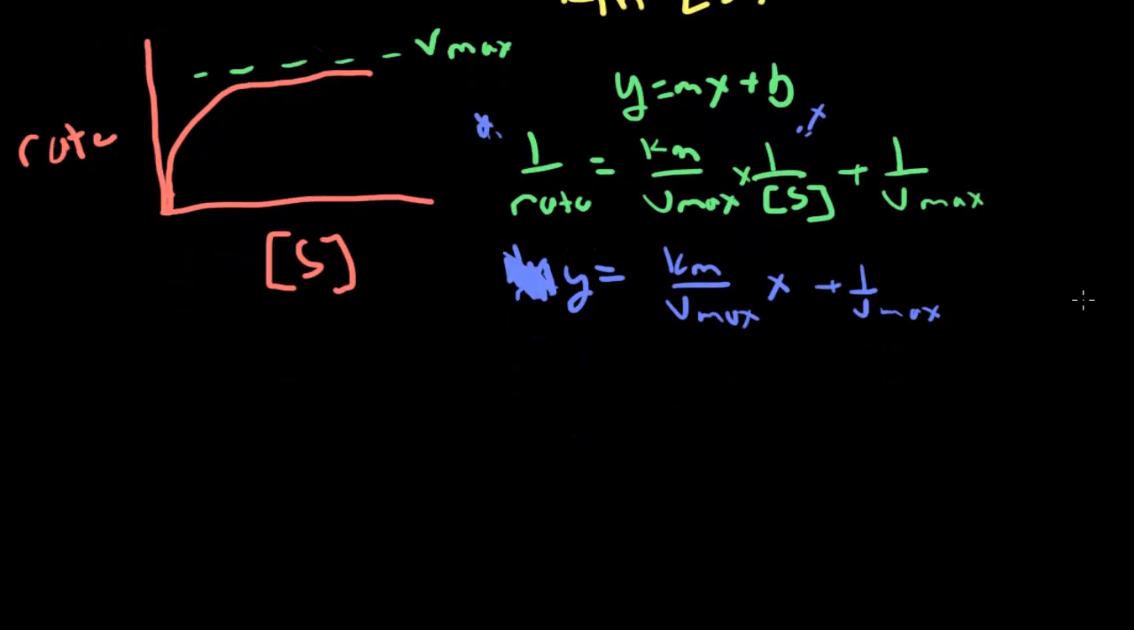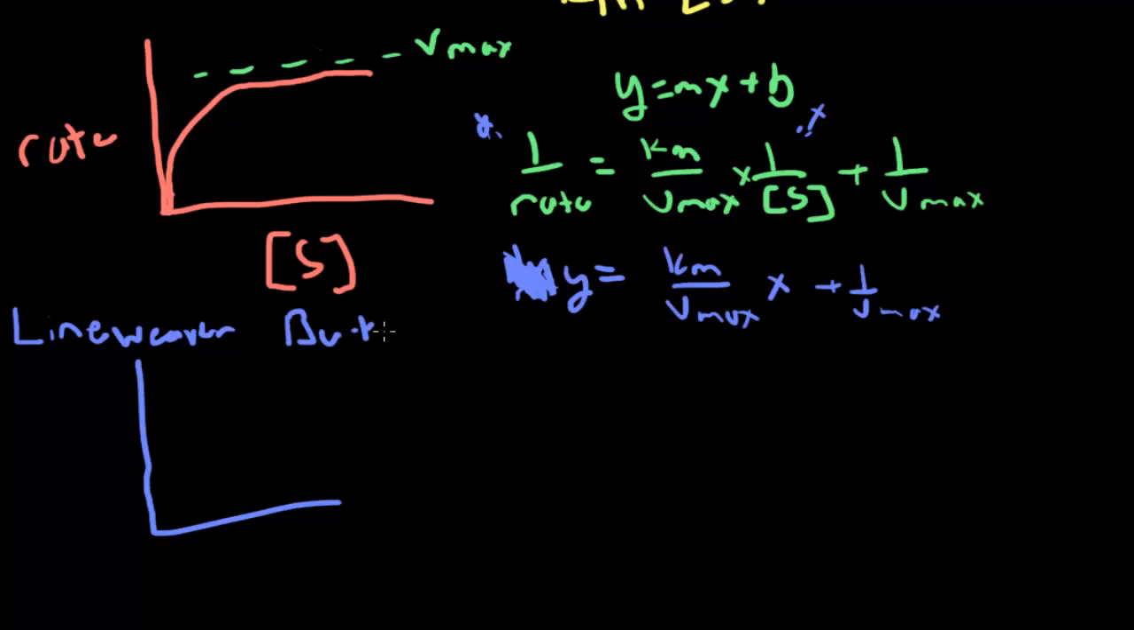This is called a Lineweaver-Burk plot, after the guys who wanted to make their lives a lot easier. So 1 over rate, 1 over concentration of substrate. And this then forms a nice, pretty line. I'll change colors to make it a little easier for you guys. We're like, okay, that looks a little bit nicer.